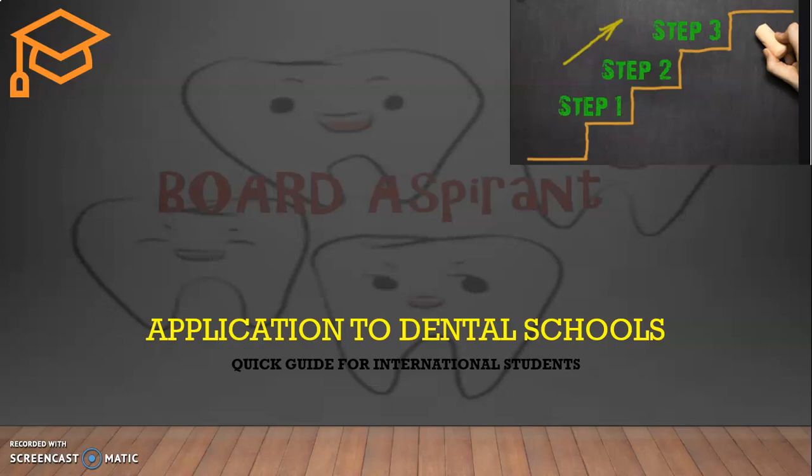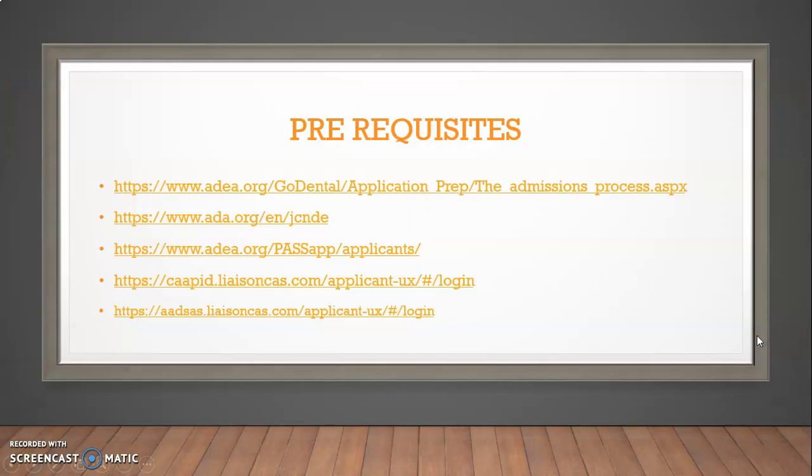So here we go. The first thing when you are applying to dental school in the US is that you have to make sure that you have the right resources, the right websites, the right knowledge. I do not want to say that friends or your colleagues or other professional sources are not right, but it's always better to go to the right sites.